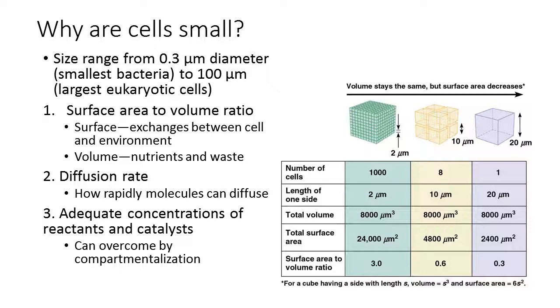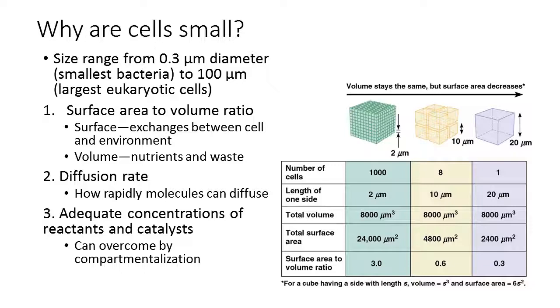Another thing to consider is diffusion rate. So how rapidly can molecules diffuse through the cytoplasm? If we have a molecule that's coming in up here, say it's some sort of sugar, some sort of nutrient, and it's got to get through down to the middle of this cell, through this cytoplasm, how rapidly can it do that? Versus if we're a smaller cell, it's only got to go this far. So it's cutting its diffusion time in half if it's a smaller area that it has to go.